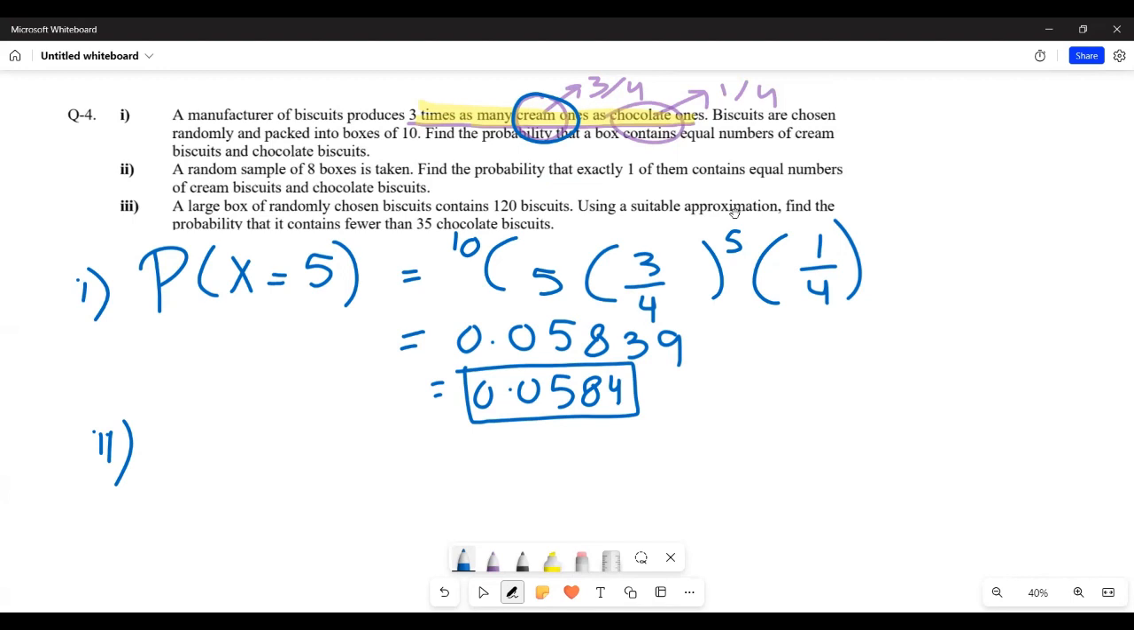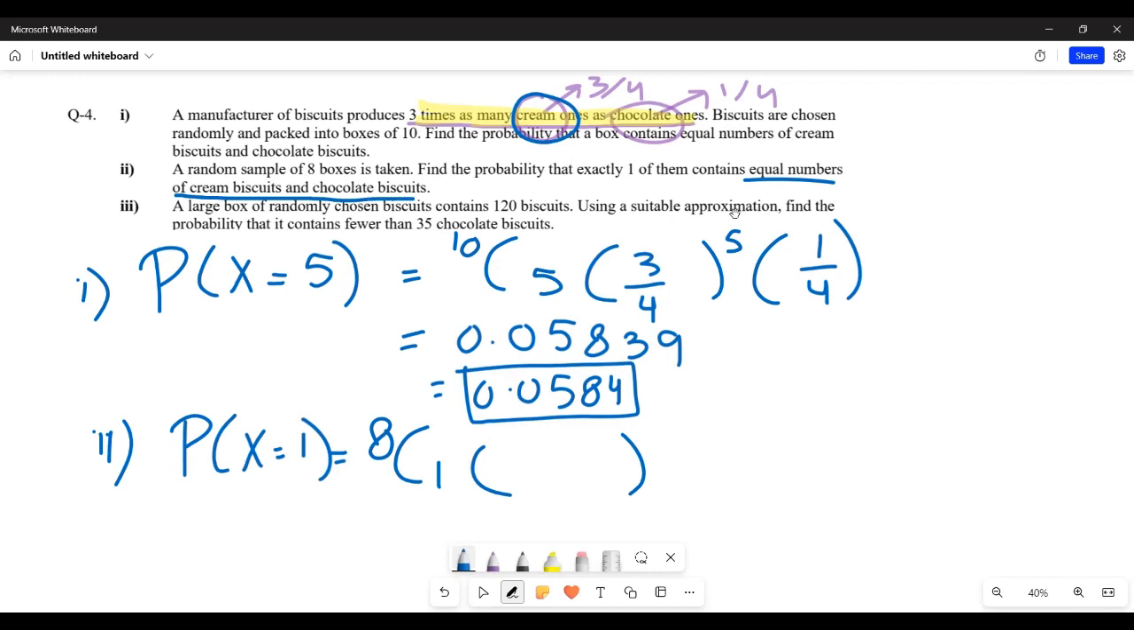A random sample of 8 boxes is taken. Find the probability that exactly one of them contains equal number of cream biscuit and chocolate biscuit. So now it's going to be 8C1. Still binomial. Now N is 8, C is 1. Now what's the probability of success? Equal number of cream biscuit and chocolate biscuit, which you found here. So you have to use this as the probability of success.